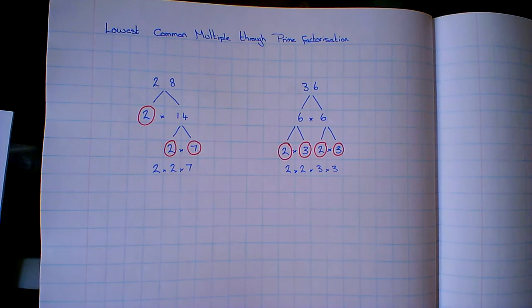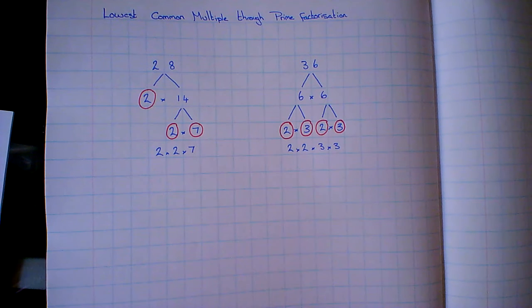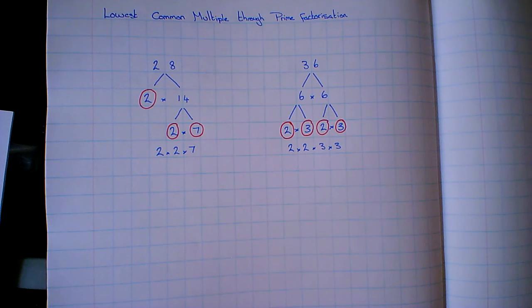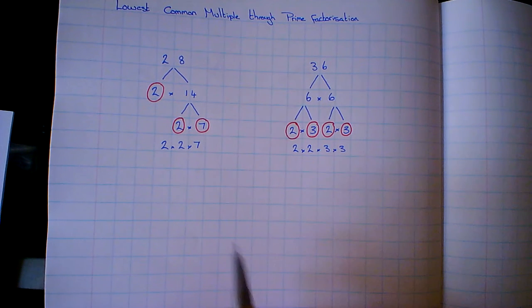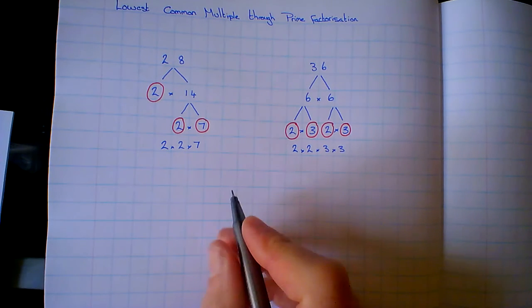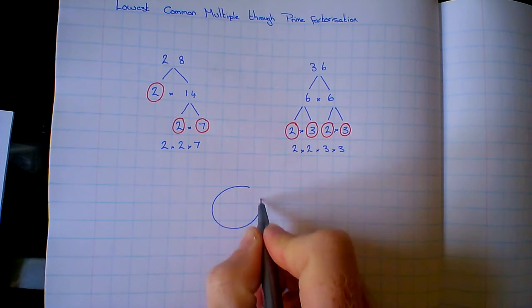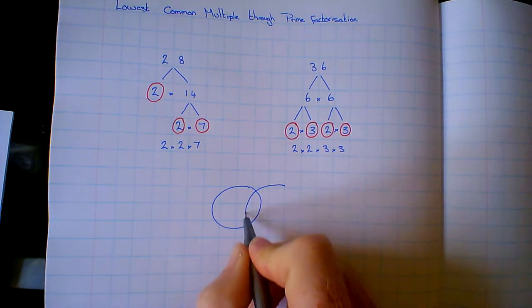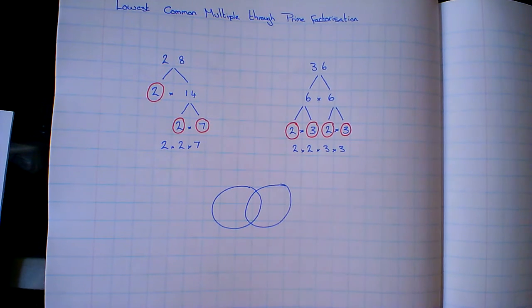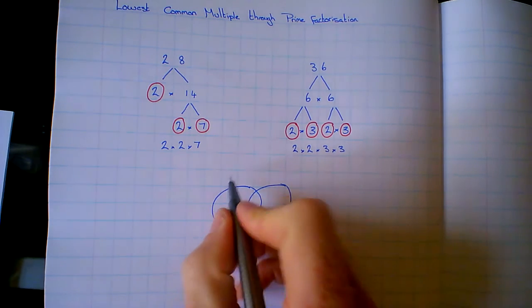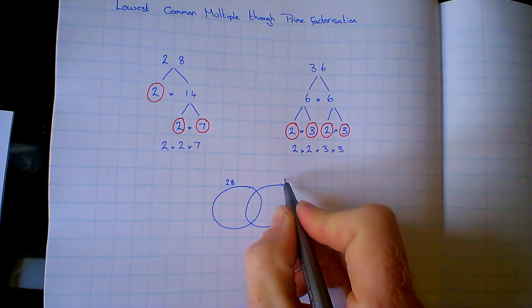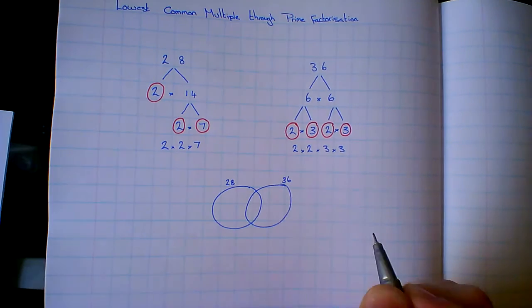times 3. Now, as with highest common factor, what we are going to do here is draw our 2 circles. We're going to create that Venn diagram. Make sure that middle bit's big enough to write multiple numbers in. Okay, so this left one is for 28, and the right one is for 36.